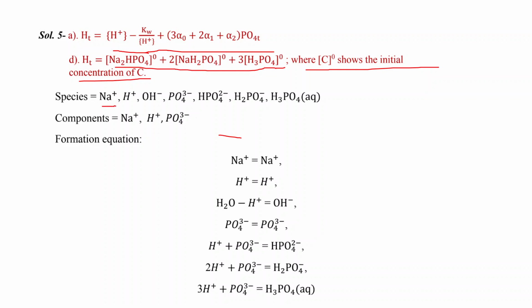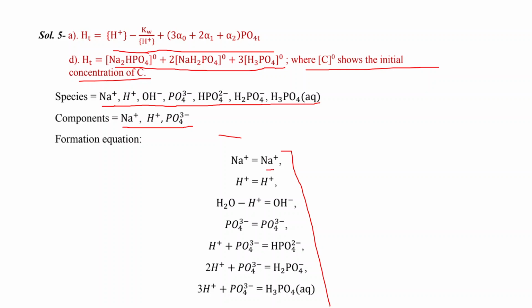These are sodium ion, hydrogen ion, hydroxide ion, phosphate ion, HPO4 2 negative, H2PO4 negative, H3PO4 in aqueous solution. So what are the components that are required to prepare these species? This Na plus, H plus and PO4 3 negative. So these are the formation equations.